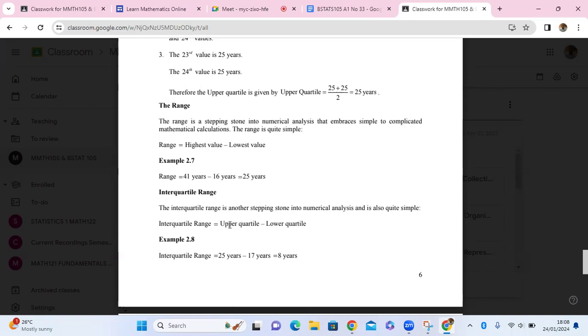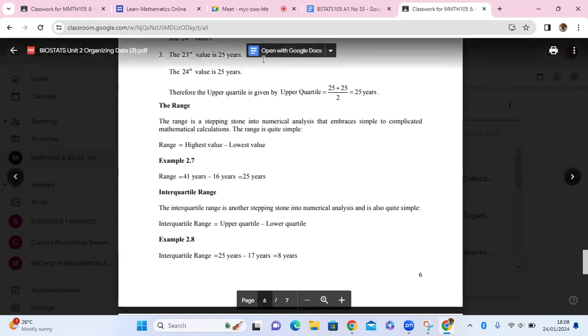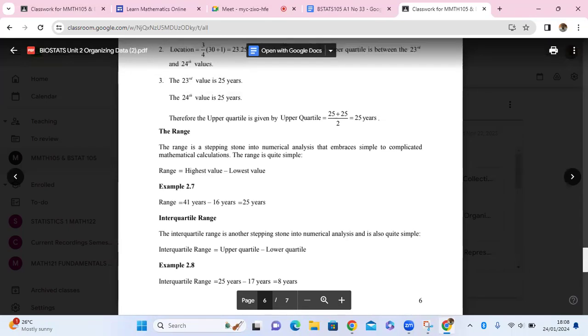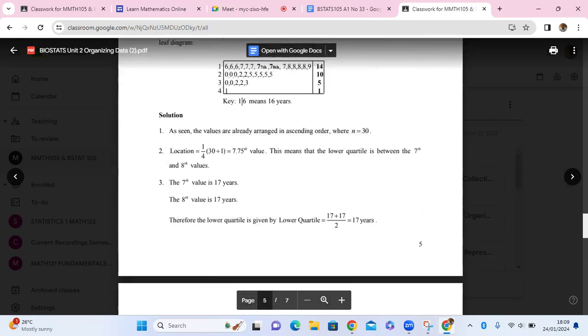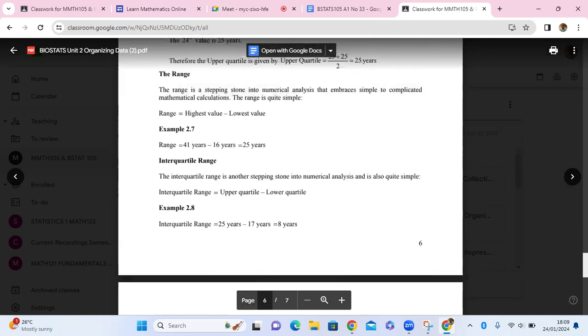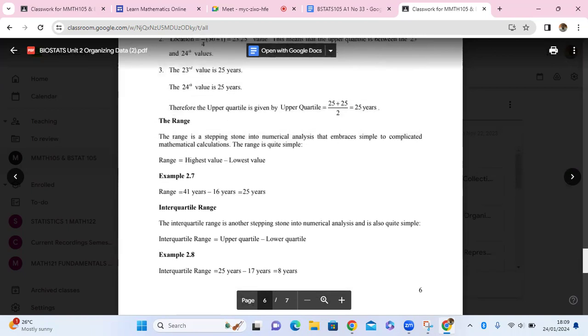So the interquartile range is basically the difference between the upper and the lower quartile. In that case, the upper quartile is 25 years and the lower quartile is 17 years. You will calculate it up there. As you can see, the upper quartile is 25, the steps are given, and the lower quartile was 17. 25 minus 17 will give us the interquartile range, which is 8 years.